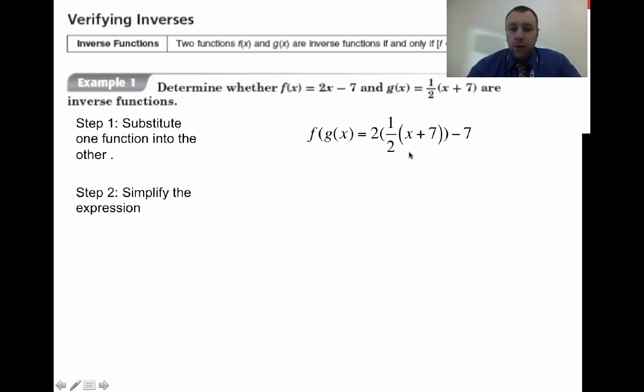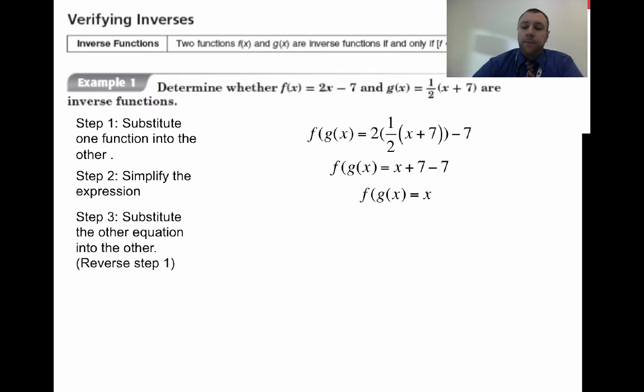Now I'm going to simplify the expression, so combine like terms. So the first thing I'm going to do is I'm going to multiply the 2 times the 1/2. I get x plus 7 minus 7. Then I'm going to cancel out those 7, and I get just x.